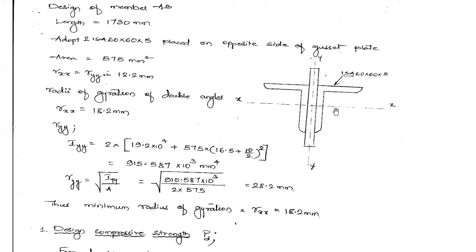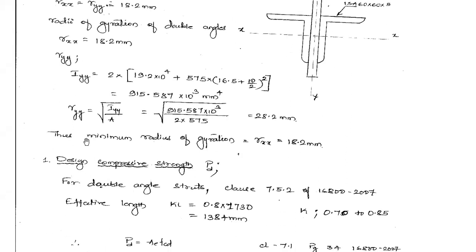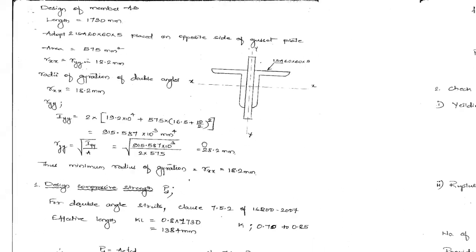It will be bending or buckling about this xx axis, because the radius of gyration is less about this axis. So we have to consider this as the critical radius of gyration, and from this we'll calculate the slenderness ratio. So the minimum radius of gyration is rxx, which is 18.2. So this is the calculation of the properties of that member.